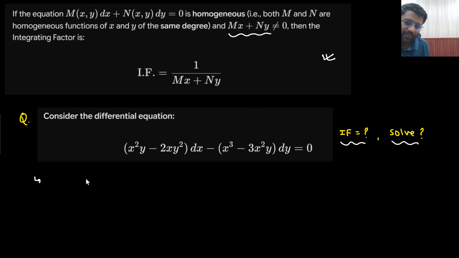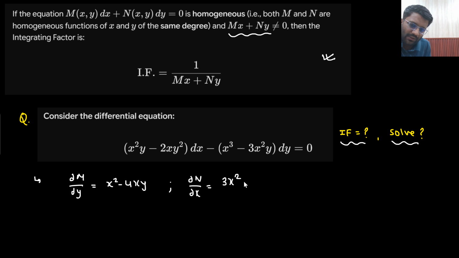So what is your M? This is your M. Partial differentiation of M with respect to y, what are you getting? You are getting x square minus 4xy. Now partial differentiation of N with respect to x, what are you getting? 3x square minus 6xy. So surely it is not an exact equation. So it is non-exact. Now, sir, if it is non-exact, then one more thing I will try.